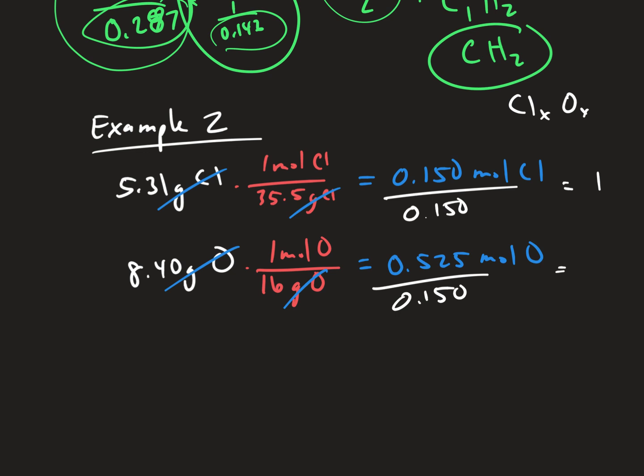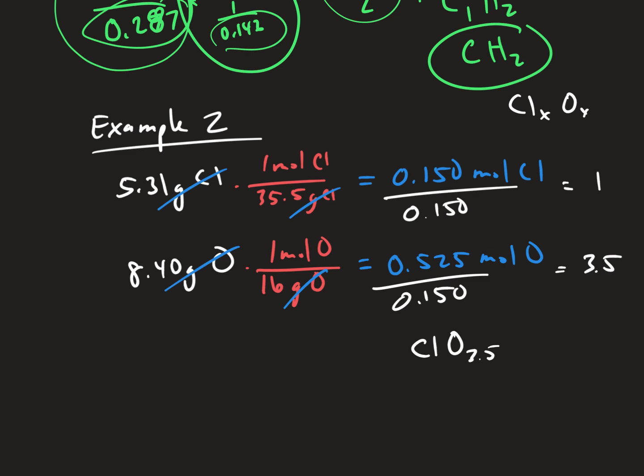So what's 0.525 divided by 0.150? Yeah, what is it? 3.5. Not a whole number. So can we just say it's Cl1O3.5? Can we say that's our answer? No, we're still not there. So now what do we got to do?